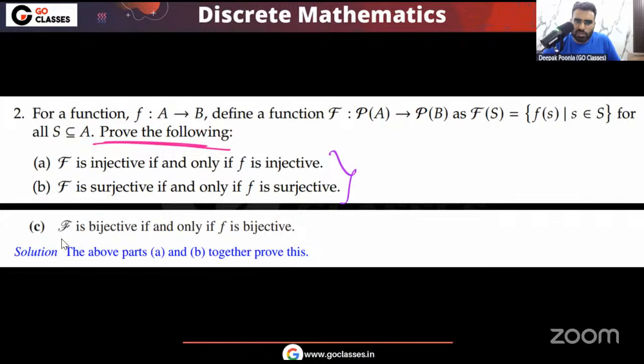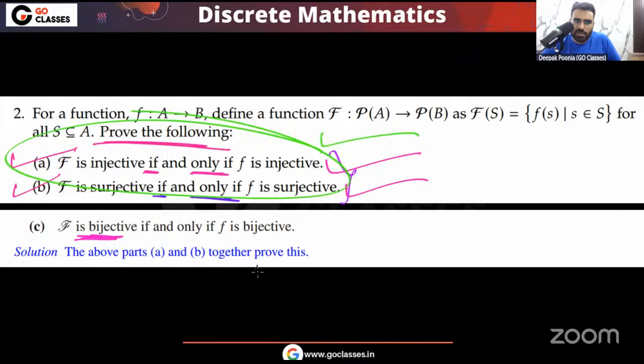then you can also say that capital F is bijective if and only if small f is bijective. Correct? What is the reason? Because bijective means injective and surjective. We have proven these two, the if part and the only if part. Basically, a total of 4 questions we have done. Now, what is bijective? Bijective means injective and surjective. So already we have done these 4 questions.